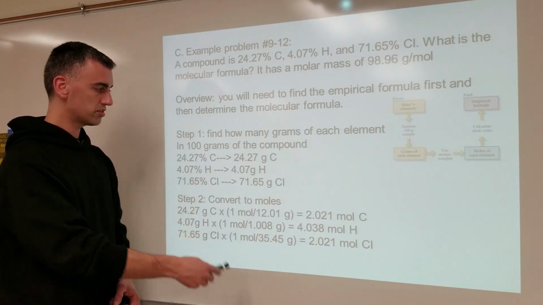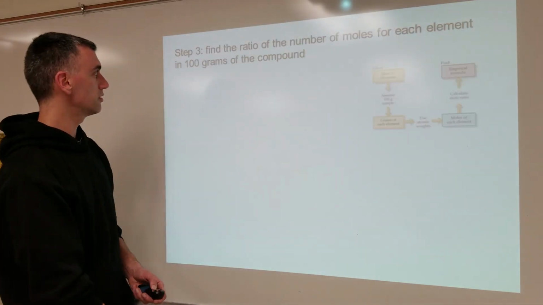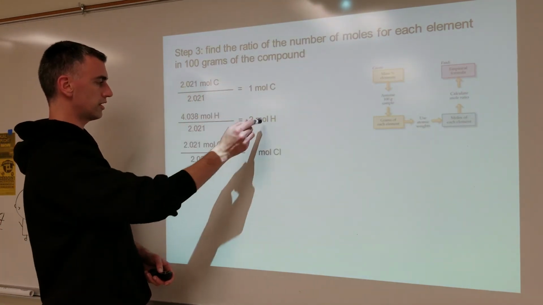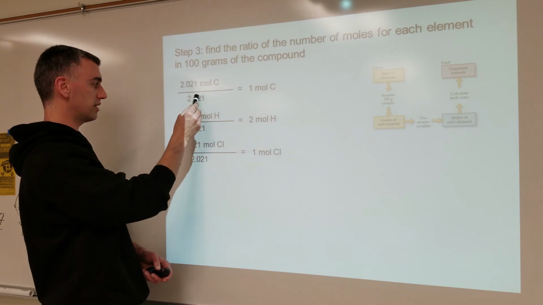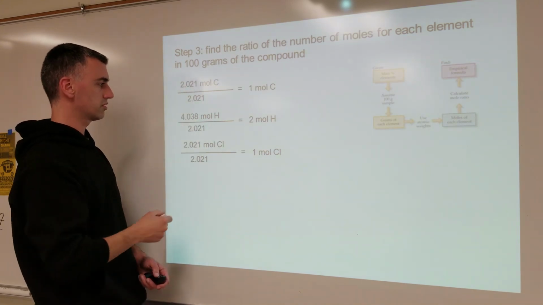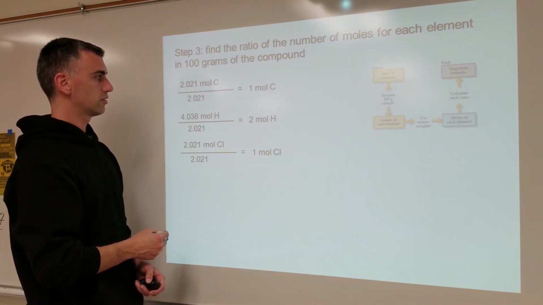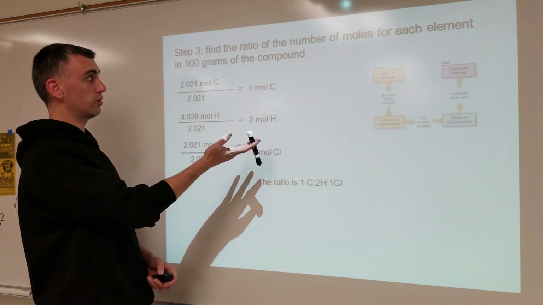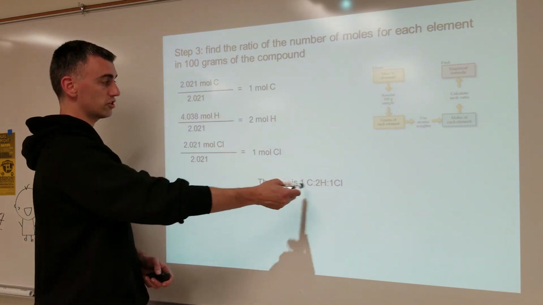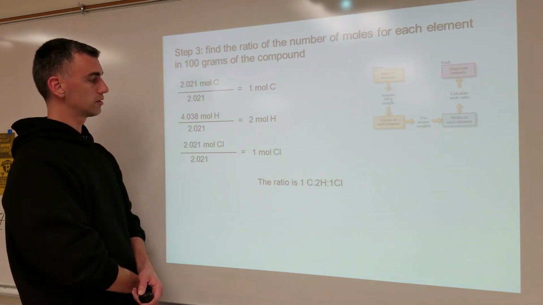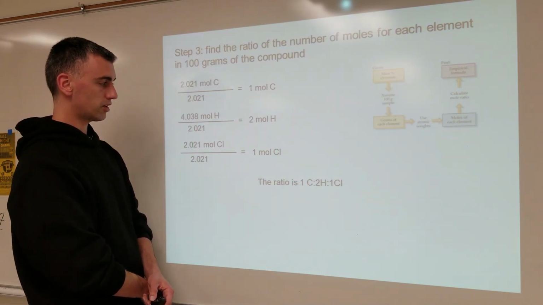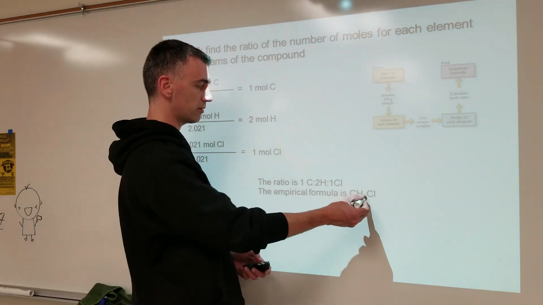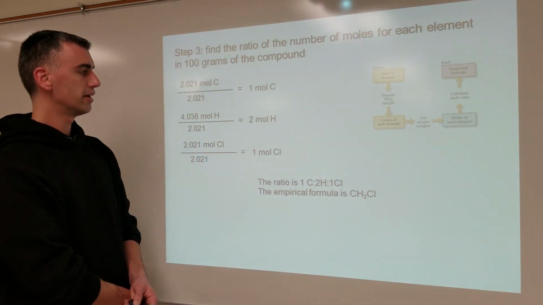Once you've got the moles, you divide all of these by the smallest number. That gives 1 carbon, 2 hydrogen, 1 chlorine. You wouldn't know what order those go in, so we put them in the order we want you to put them in. The ratio of 1 carbon to 2 hydrogens to 1 chlorine makes this the empirical formula.